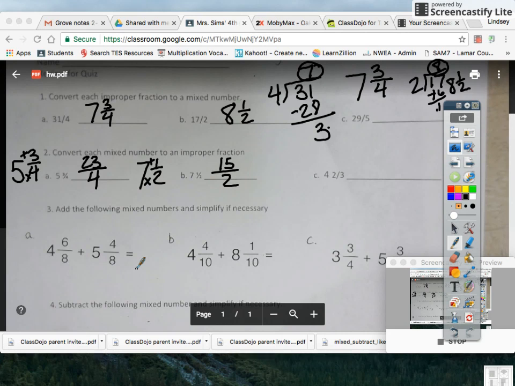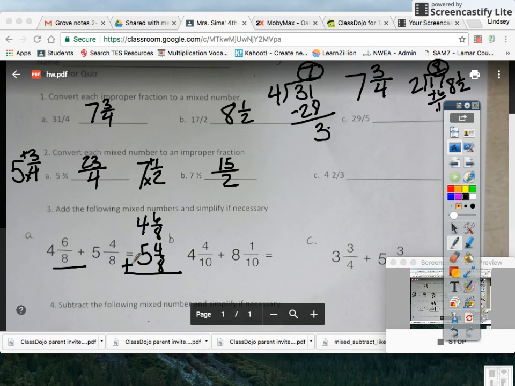So I have told them that you need to rewrite this up and down. They can do this on scratch paper or on the back, but they are going to need to rewrite the problems up and down. And so I'm going to do that just right over here. 4 6/8 plus 5 4/8.